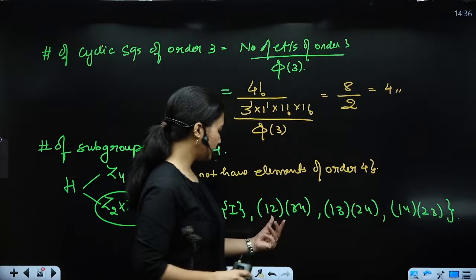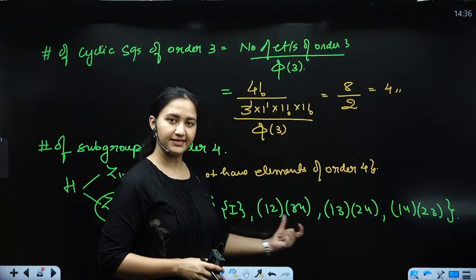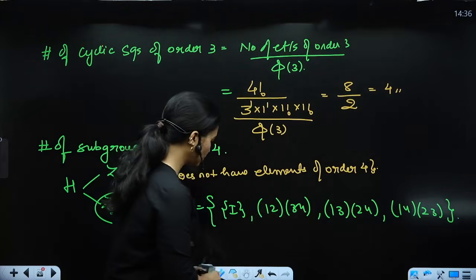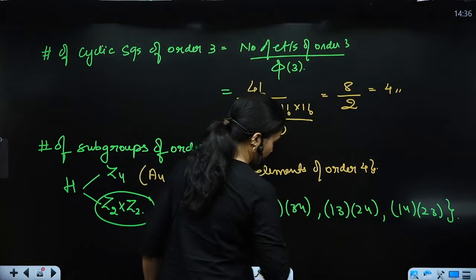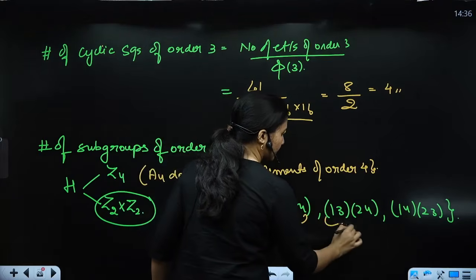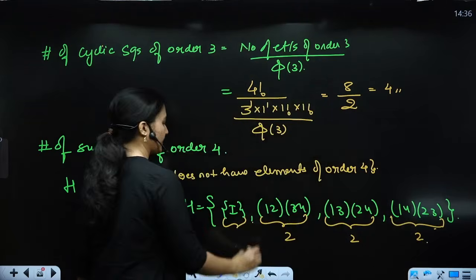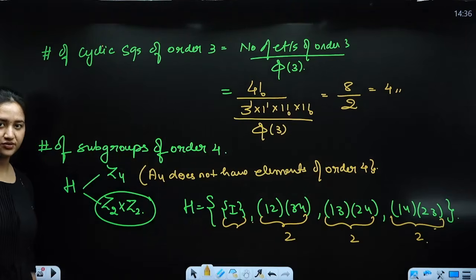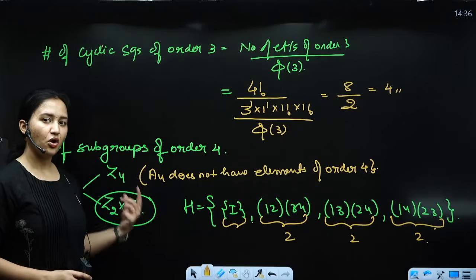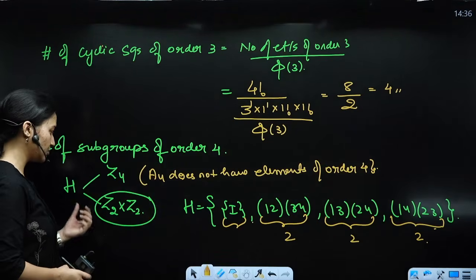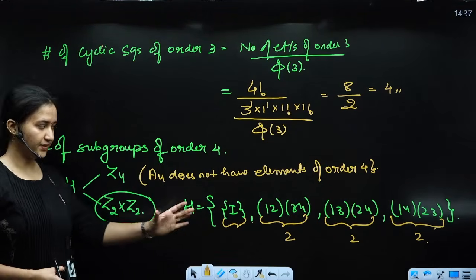You notice this is a 2-cycle, this is a 2-cycle. The LCM is 2. So the order is going to be 2 only, right? I'll just write it here. The order is going to be 2. This is also of order 2 and this is of order 2, right? And these are the only elements that you're going to get. So there is going to be a unique subgroup of order 4 which is going to be isomorphic to Z2 cross Z2. Clear? Okay.